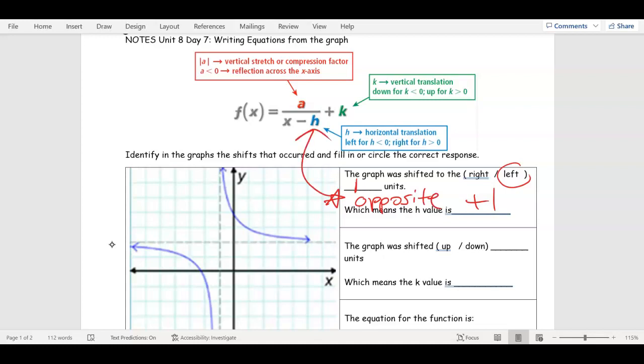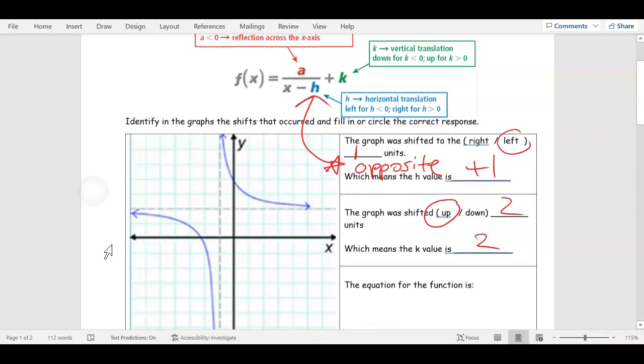Okay, and now what about vertically? So look at the horizontal asymptote. Has that been shifted up or down from the x-axis? Okay, up 2. So what's my k value? Regular 2. This one does not lie, right? K does not lie, but h is a lie. Cool. Now, here's the thing. If you know those 2 numbers, you can write the equation.